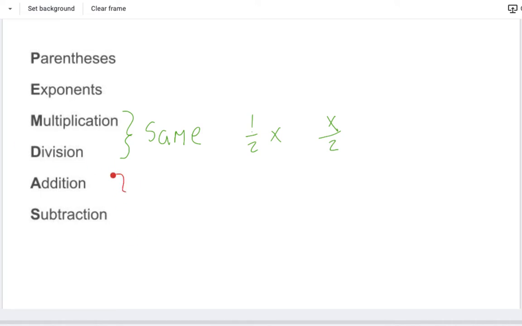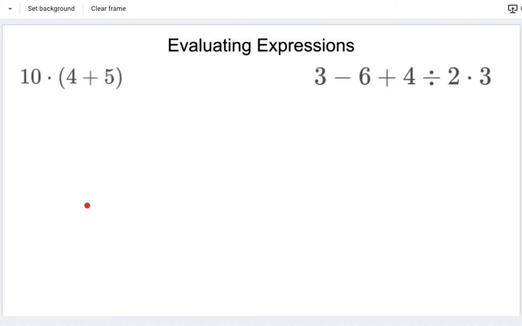The same goes with addition and subtraction. These are the same. If I add x plus -2, that's the same as if I subtract x minus 2. So then, if they're the same operation, you don't add before you subtract, you just add or subtract whichever one comes first from left to right. So let's take a look at some examples.